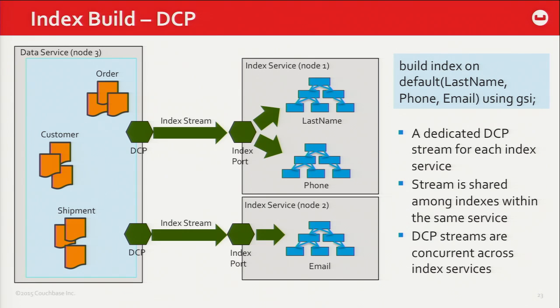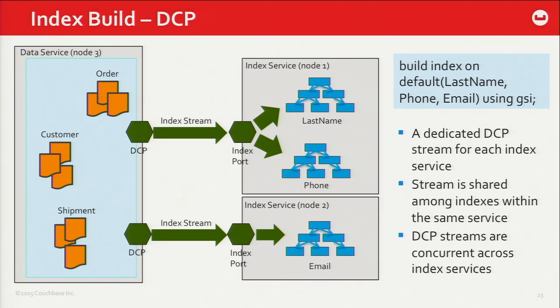When you build an index, the first thing it does is open up a DCP stream between the data service and the index service, and there will be one dedicated DCP stream between them. The DCP, as we just talked about before, is a Couchbase replication protocol. All the indexes within that index node will share this same DCP stream. So in node 1, I have 2 indexes, last name and phone, and these 2 indexes will be built sharing the same DCP stream.